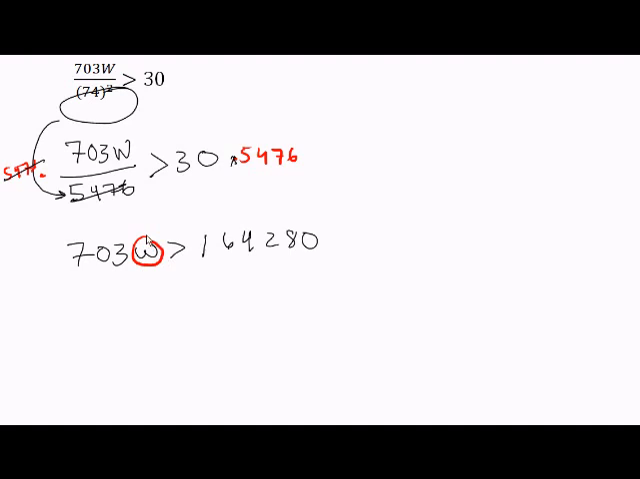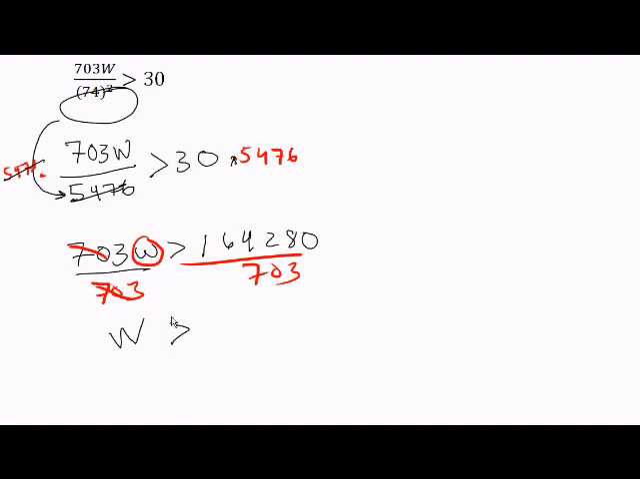I need to make sure W, the weight, is by itself. So it's 703 times W. I have to get rid of the 703. I'm going to divide both sides by 703. Then we'll end up with the weight. These two cancel. I'm left with W.